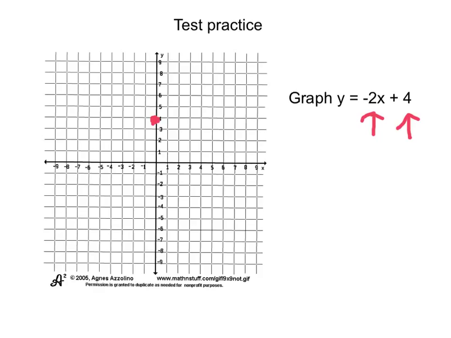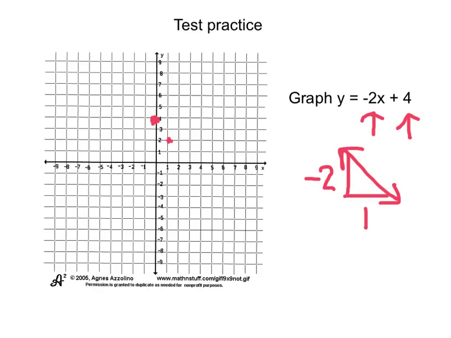Since my slope is negative, I'm going to get a graph that looks like this. It's going to slope downward to the right. A slope of negative 2 would be a rise of negative 2 and a run of positive 1. So starting at 4, I'm going to go down 2 and right 1.